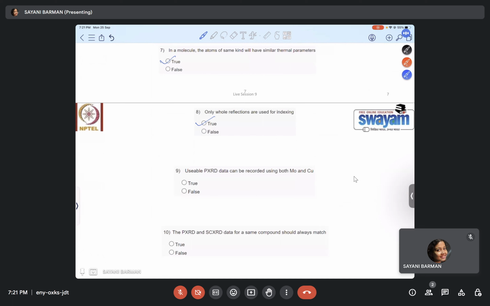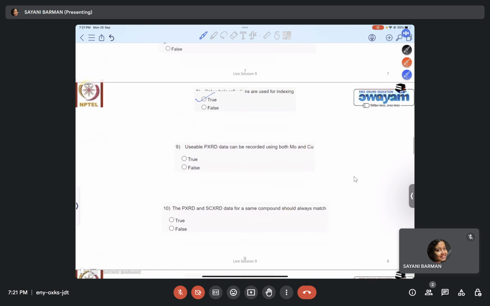that will let you know that your crystal may not be a good crystal, or you have not placed the crystal in a good way. So you have to go and check that again.